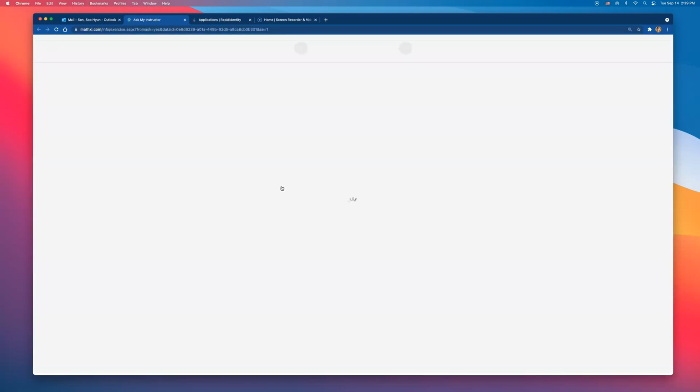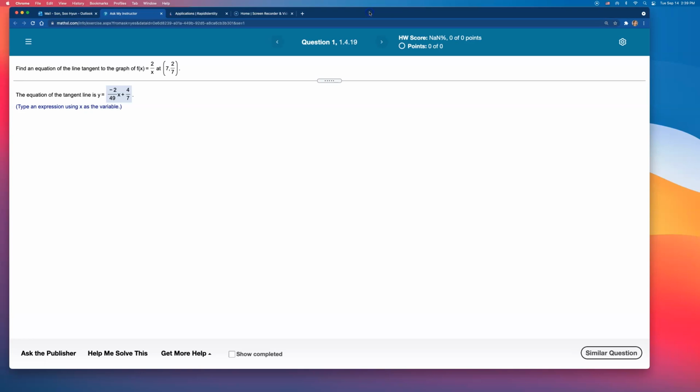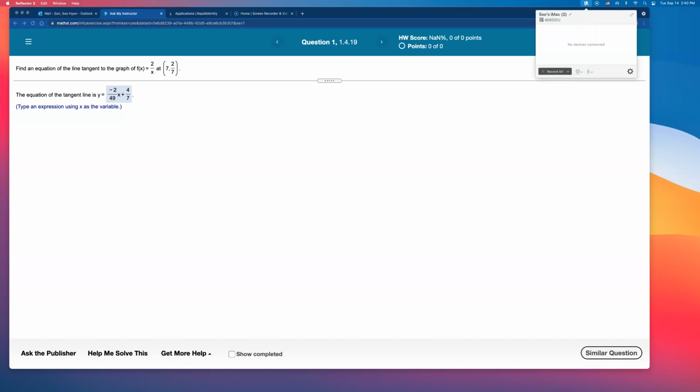And for calculus problems, we want to write down the work, right? So I'm gonna go ahead and share my note-taking app with you, and I will write down the work. Okay. While that loads, let me read what this is about. It says, find an equation of the line tangent to the graph of f of x equals 2 over x at 7, 2 over 7.